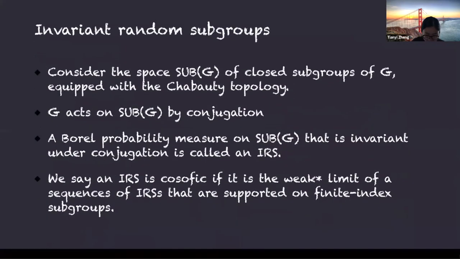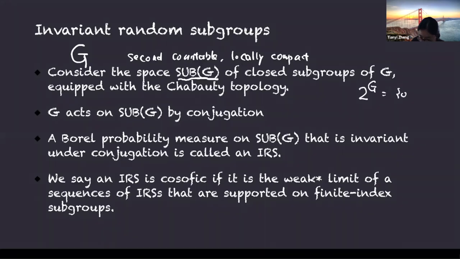So let me quickly remind you of the notions around invariant random subgroups. Let's take a group G. In general, you can take it to be second countable locally compact, but we focus on countable groups today, though you can define IRS for non-discrete groups as well. The space of closed subgroups of G you equip with the Chabauty topology. For countable groups, it's just inherited from the product topology on the subsets. Naturally, G acts on its subgroups by conjugation. We say an invariant measure on this space, invariant under conjugation, is called an IRS. So it's actually a measure, instead of a subgroup itself.